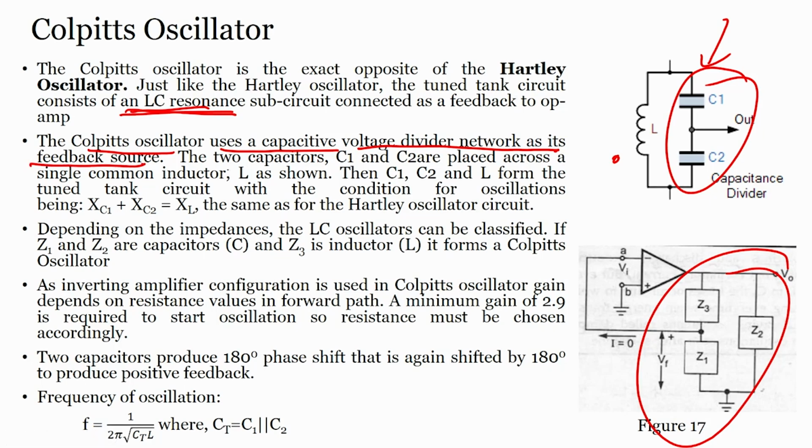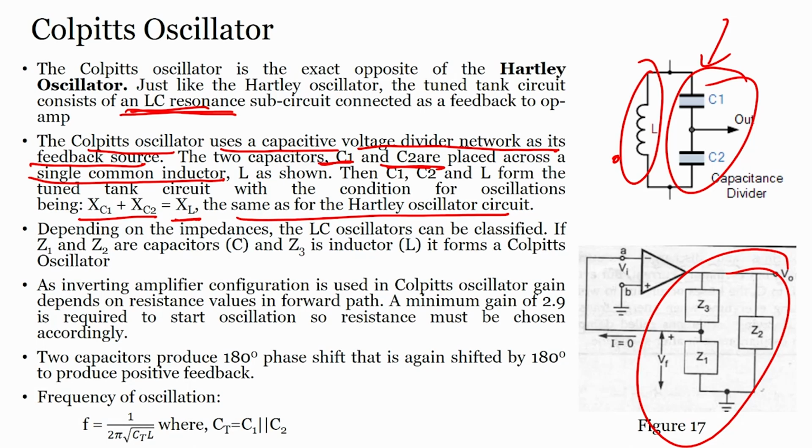Now, the two capacitors C1 and C2 are placed across a single common inductor, as shown in this figure. C1, C2 and L form the tuned tank circuit with the condition for oscillation being X1 plus X2, or Xc1 plus Xc2, equals XL, which is the same as for the Hartley oscillator as well. There it was XL1 plus XL2 equals Xc; here Xc1 plus Xc2 equals XL.